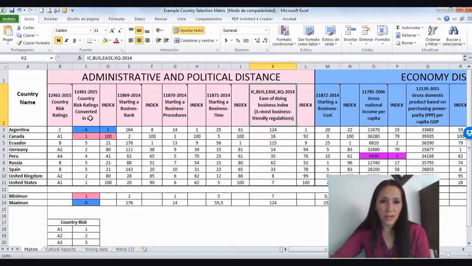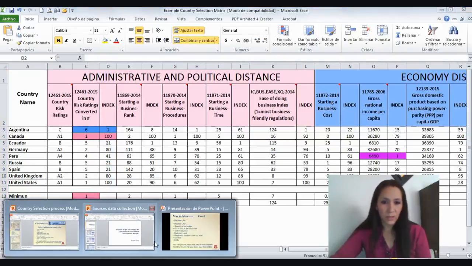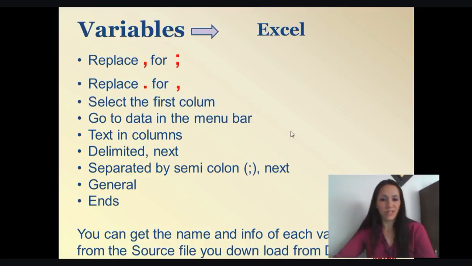So I organize the variables, and then I leave a column for the index. I'm going to teach you how to do the index. So let's come back to our presentation, and this is the process of how to transform the data into columns in an organized way.